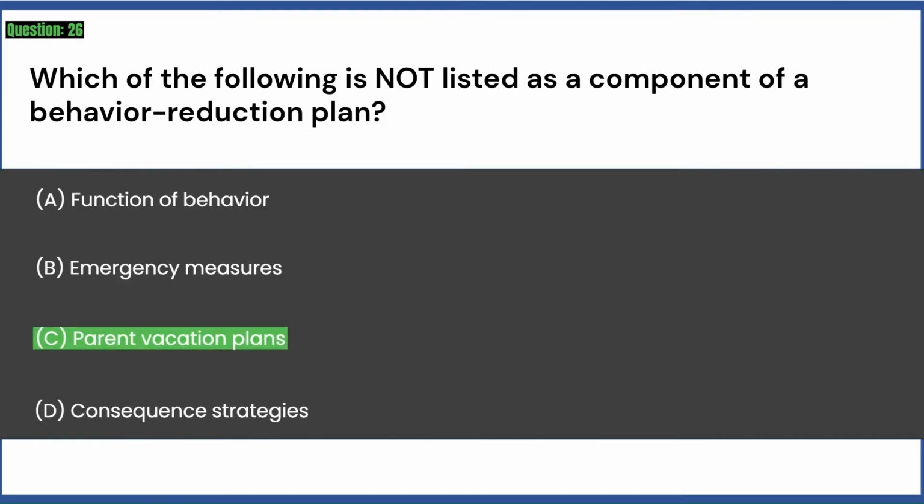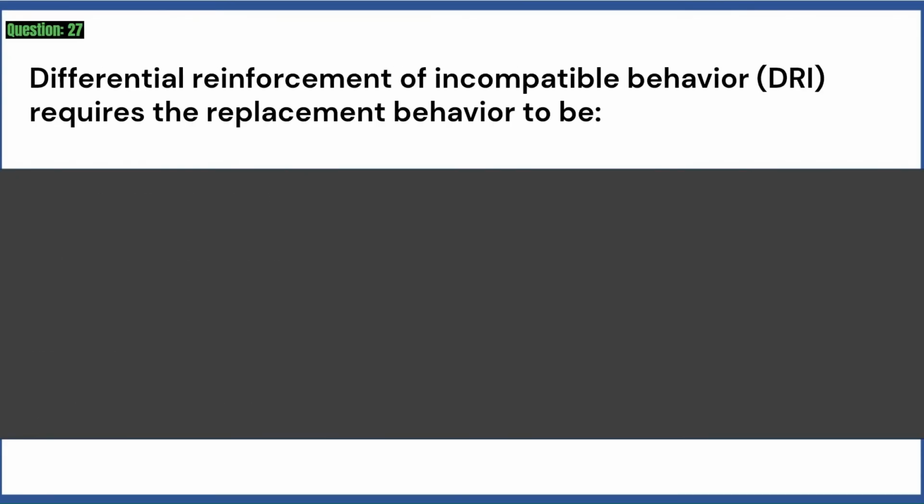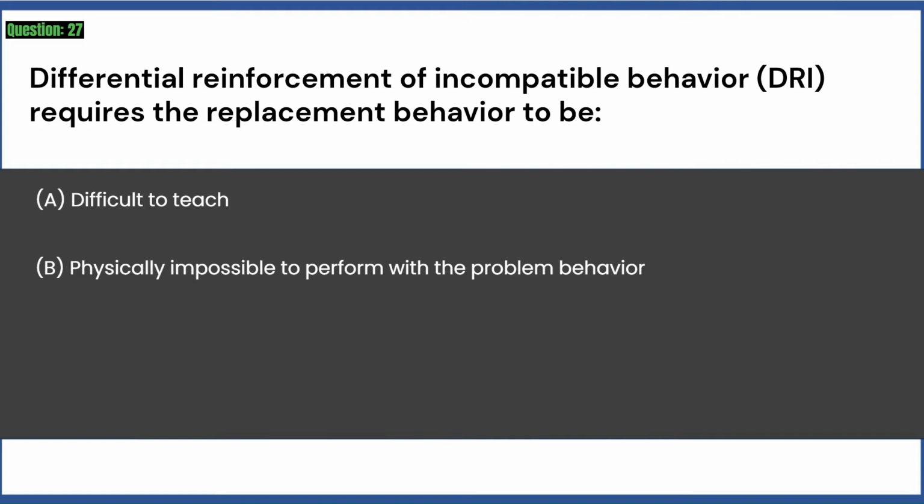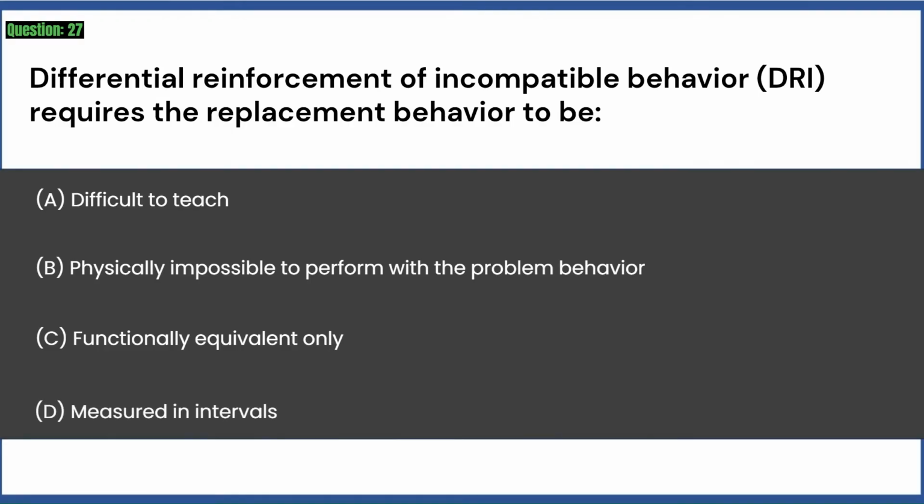Parent vacation plans. Differential reinforcement of incompatible behavior, DRI, requires the replacement behavior to be A. Difficult to teach. B. Physically impossible to perform with the problem behavior. C. Functionally equivalent only. D. Measured in intervals. Answer, B. Physically impossible to perform with the problem behavior.